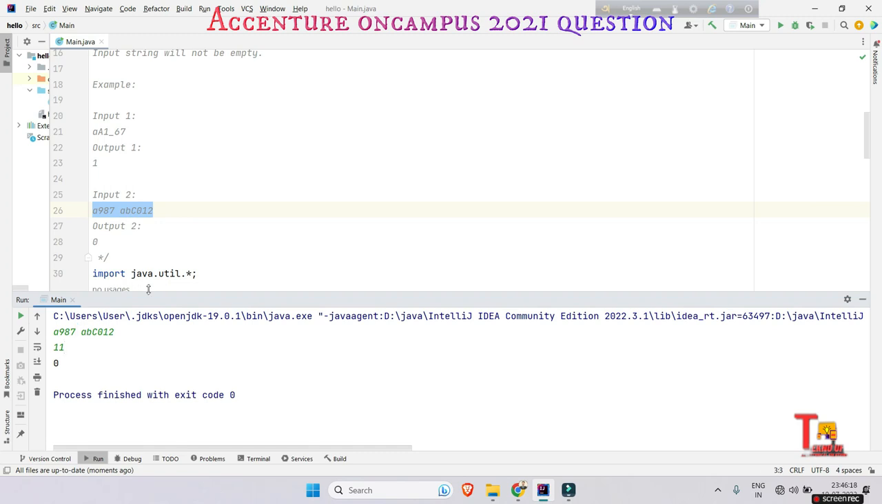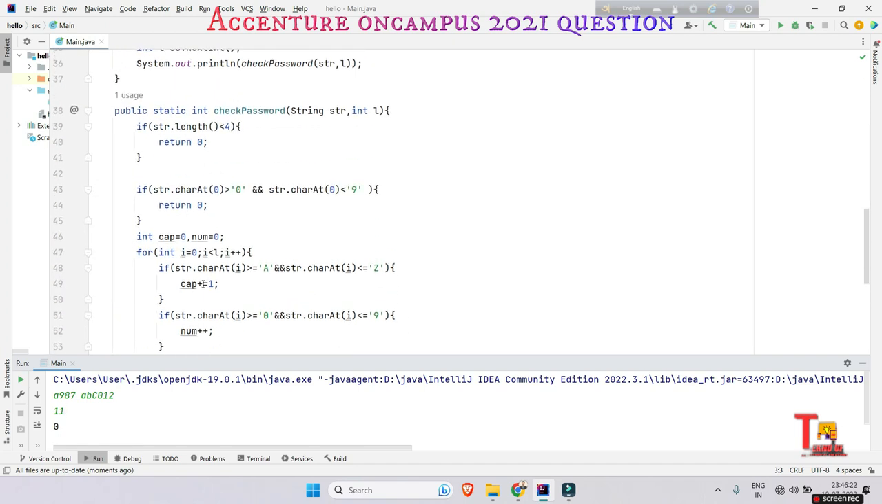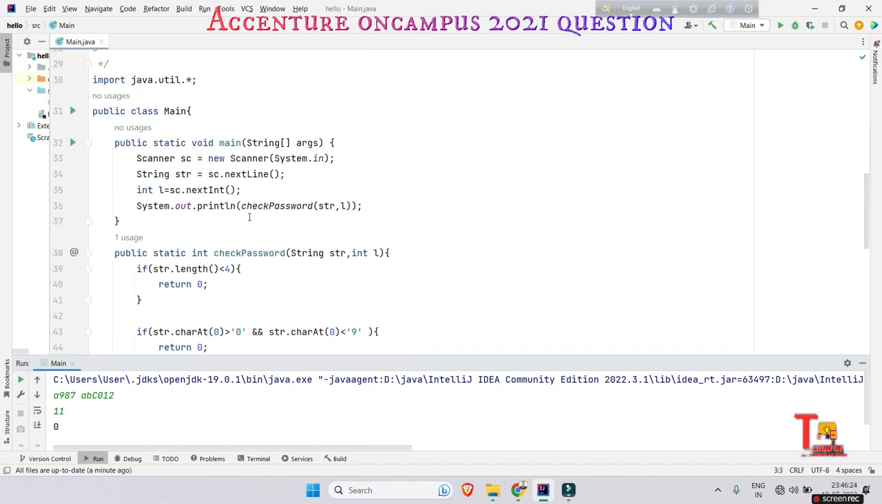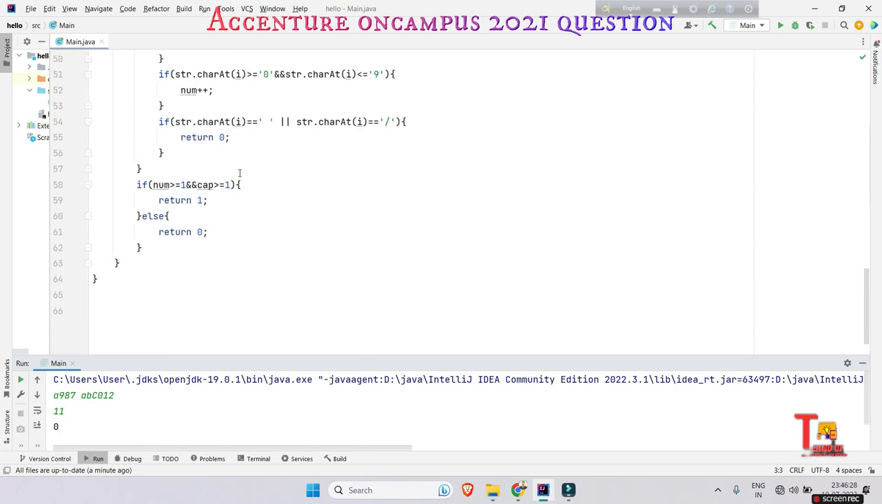Okay, I think you have all got the point. What is the function, what are the conditions being taken here.